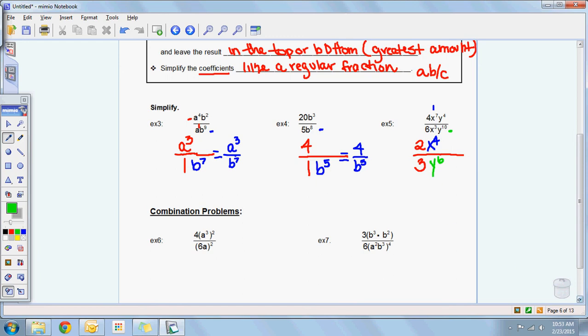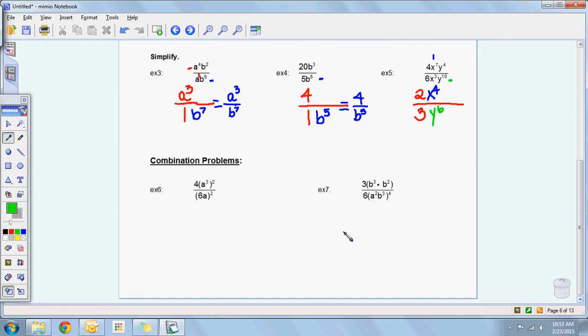Alrighty? That's it for monomial fractions. These are combination problems. I want every single one of you to try these on your own. It's a little tricky. There's more involved. You have to remember the power rules from yesterday, but everyone needs to give it a shot, either by yourself or with a partner that is also finished. Before you do anything else today, you need to show me that you know how to do these problems, or at least work it through with me. Okay? So try these combination challenge problems, and then you can move on. All right? Good luck.